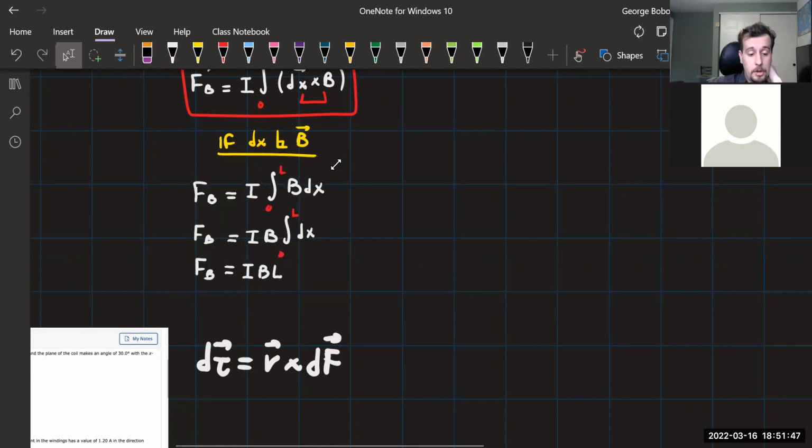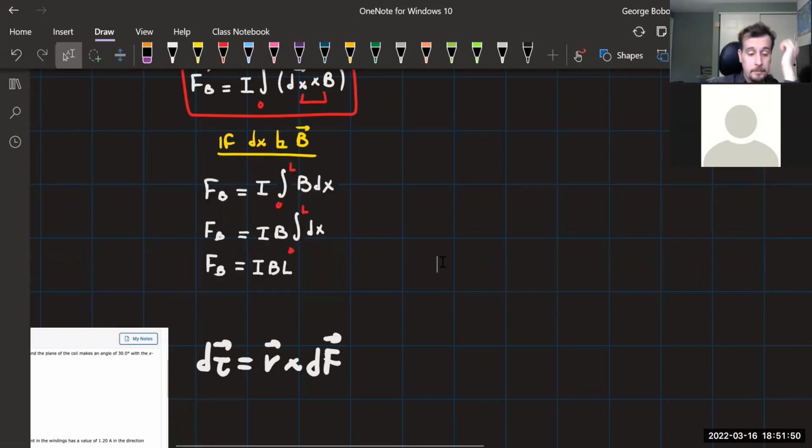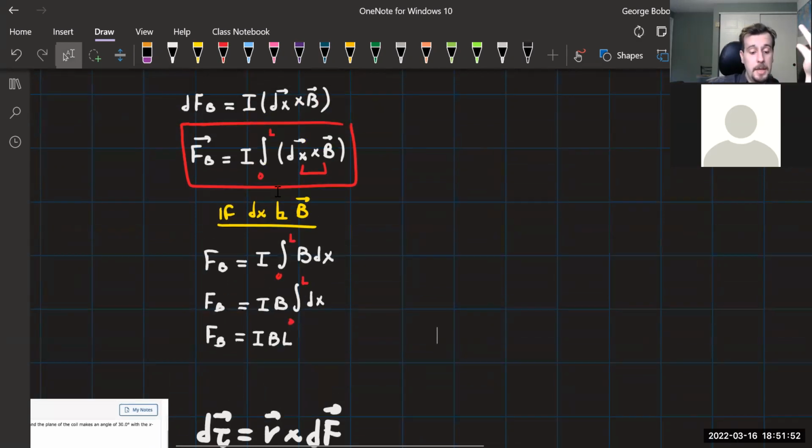We'll talk about the cross product though, because it's going to come into play. It does matter, the angle. I assume here it's perpendicular, so I show you an example of what ends up happening.